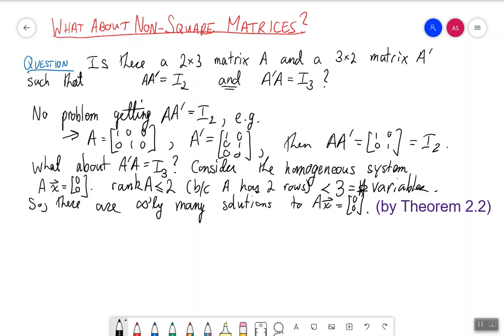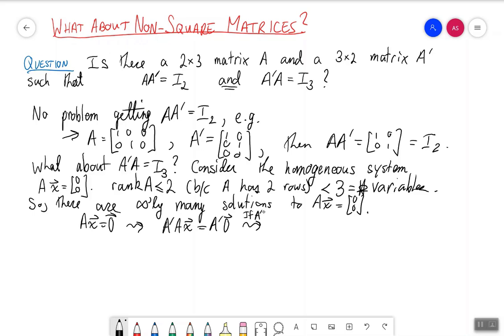Okay, well, how's that going to help us? Well, notice that if AX equals 0, if we have one such solution, that means A prime times AX equals A prime times 0. I just multiplied both sides on the left by A prime, which means that if A prime A were equal to I3 for some A prime, we would get I3 times X equal to 0, which would mean X has to be equal to 0.